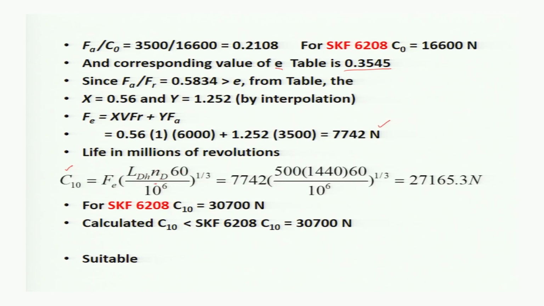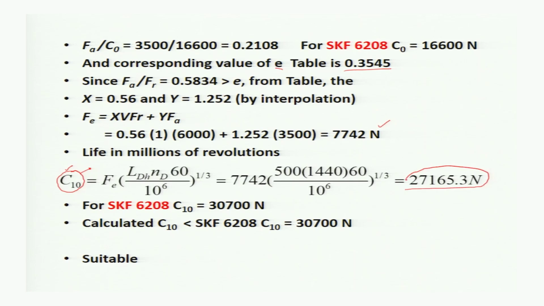Rated life is 10 to the power 6 and the life desired in hours is 500. Revolution of the shaft is 1440 multiplied by 60, to the power 1 upon 3. 3 we have taken because it is a ball bearing. So, the C10, the desired value of the dynamic load is equal to this one.